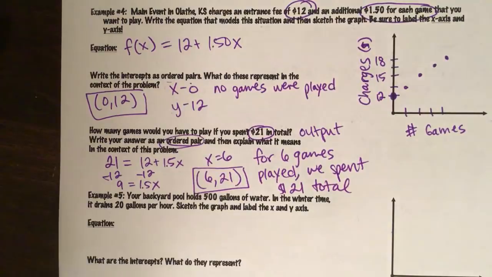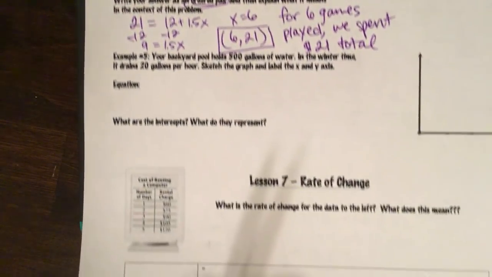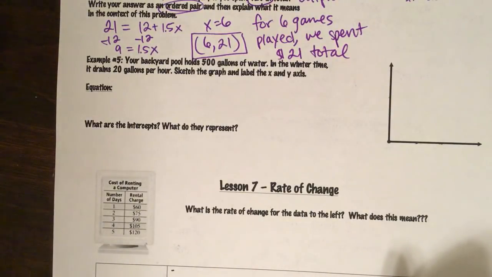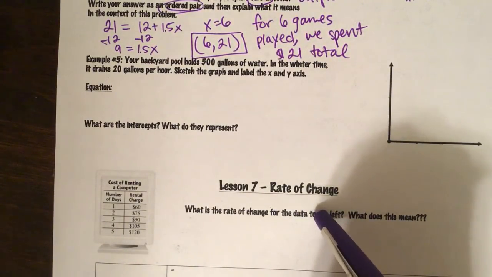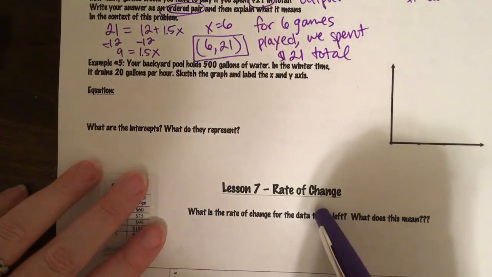All right, that one was a good one. I like that one. All right, number 5. Last one, and we will say rate of change for block day when I come back. So we've just got one more left.